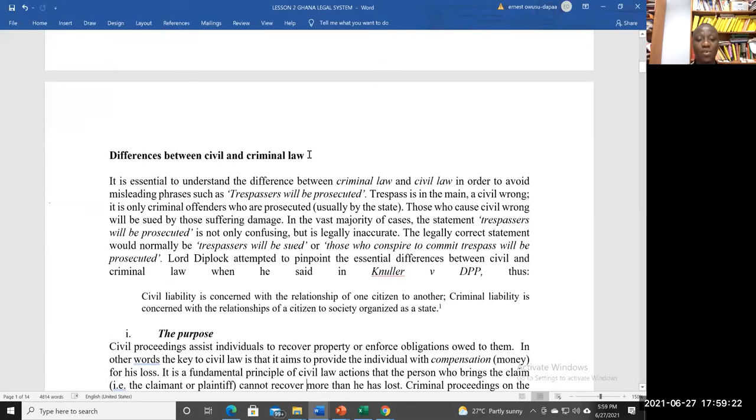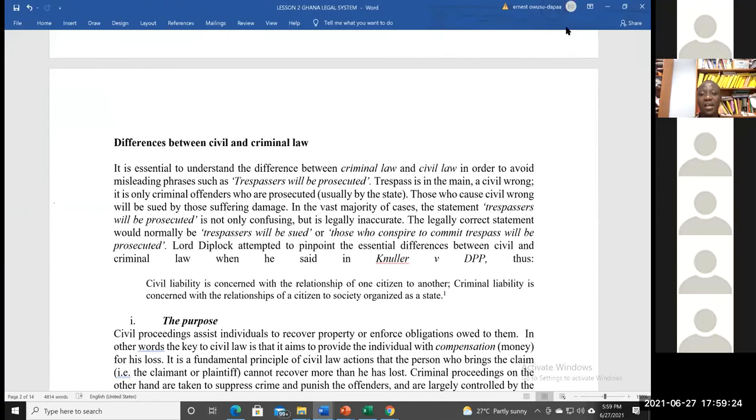So maybe let's quickly look at the distinction between the civil and the criminal law. And within that, as I said, either you distinguish between civil and criminal law, or you distinguish between civil and the crime, as it were. Whichever way it comes, essentially, we're talking about the same thing.